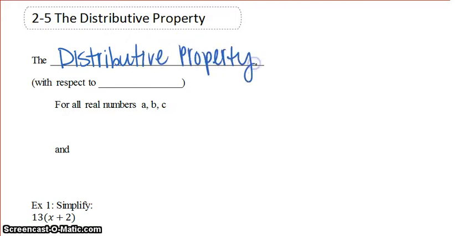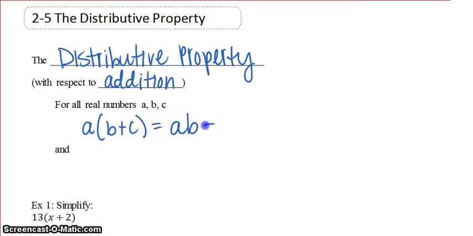So, the distributive property, and firstly we're going to do it with respect to addition. So it says for all real numbers a, b, and c, so those are all real numbers, that a(b + c) is the same as ab + ac. It can also be written as (b + c)a right here. Again, it's the same thing.